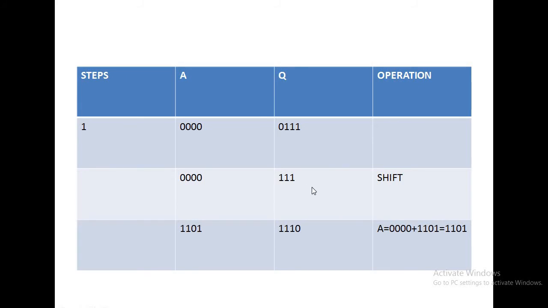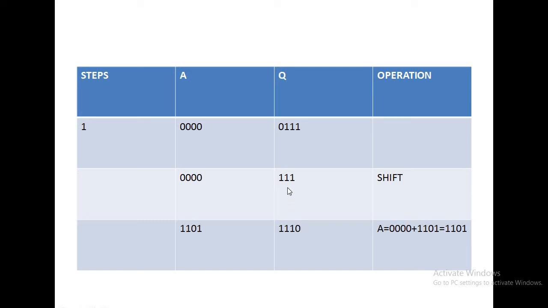Then perform A is equal to A minus M. Why am I performing A is equal to A minus M? Because here the sign of A is 1. If the sign of A is 1, perform A is equal to A minus M, that is nothing but A plus 2's complement of M, 1101. Since here the sign of A is 1, that is the MSB bit is 1, Q0 is taken as a 0.